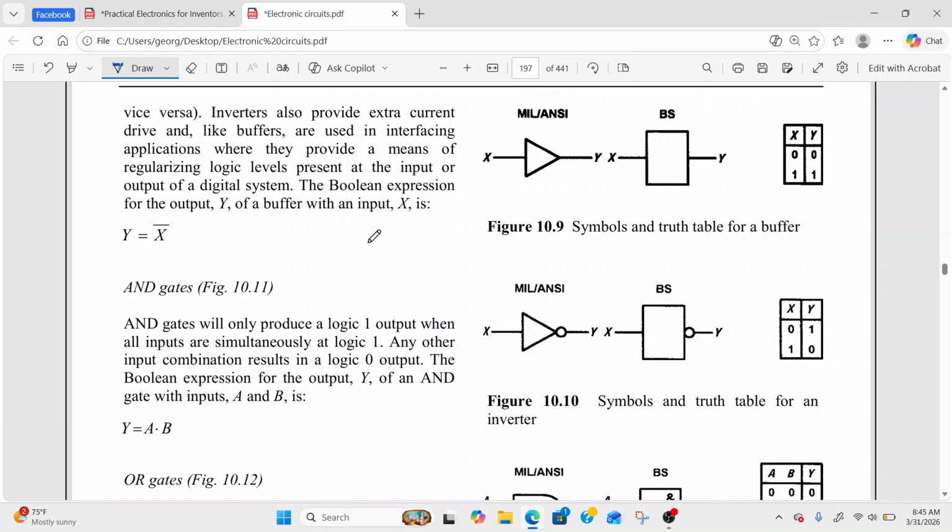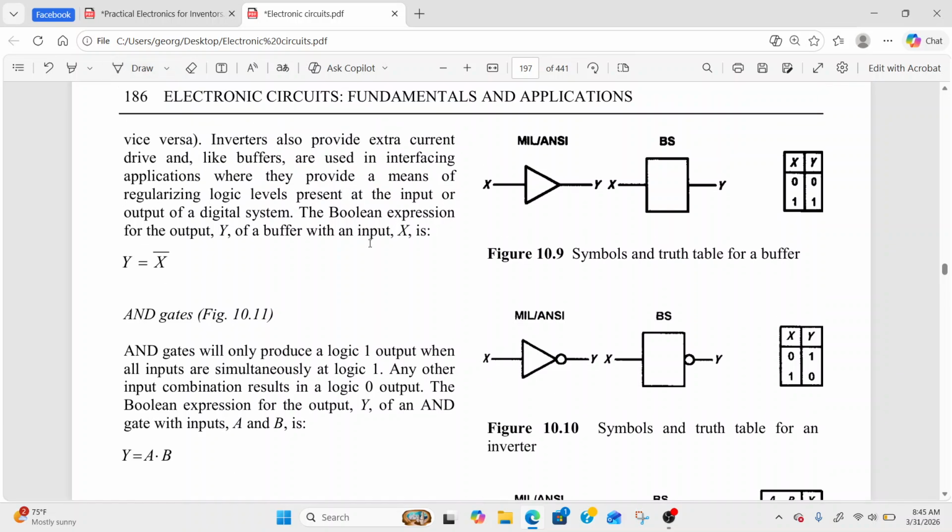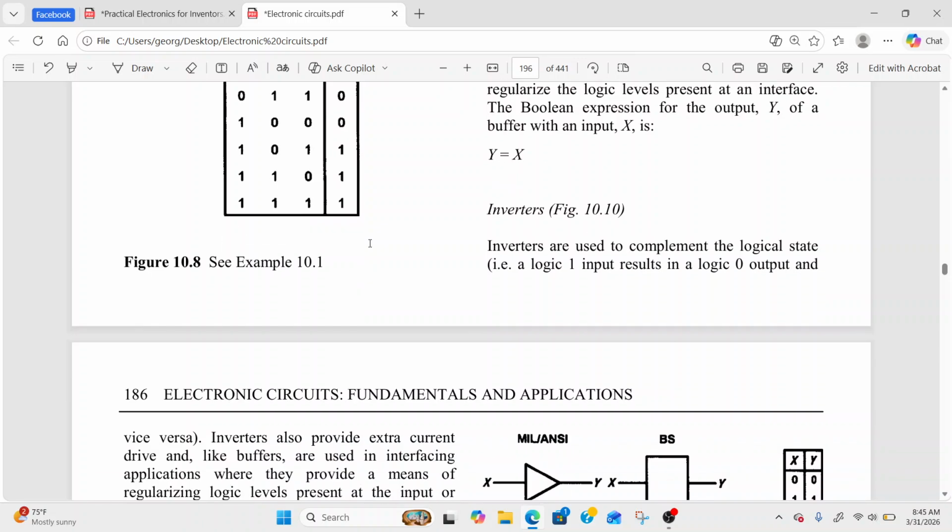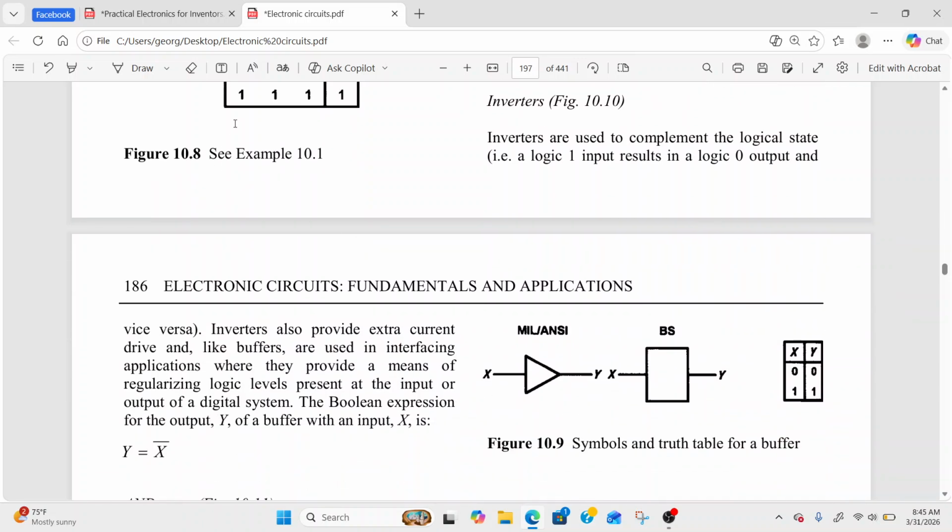Next is the inverter. It says inverters are used to complement the logical state, i.e., logic 1 input to a logical 0 output, and vice versa.